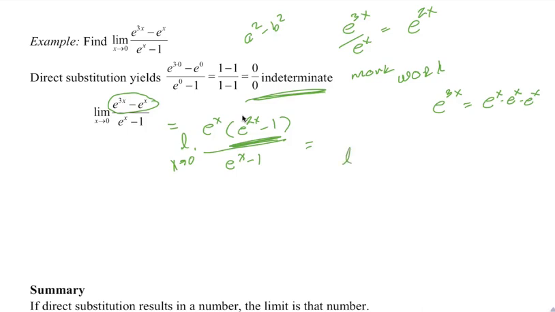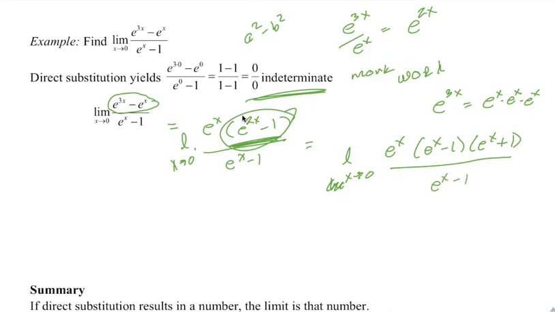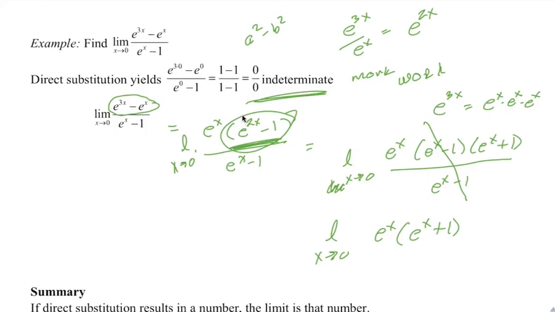So bring in the limit as x approaches 0. Didn't forget it this time. I have e^x. Let's factor this guy. That's going to be (e^x minus 1)(e^x plus 1). Some real algebra stuff. On the bottom we have e^x minus 1. And now these cancel out. We have the limit as x approaches 0 of e^x plus 1. Remember, there's a 1 on the bottom, but we don't have to write it because it's on the denominator. And then we just want to do direct substitution.